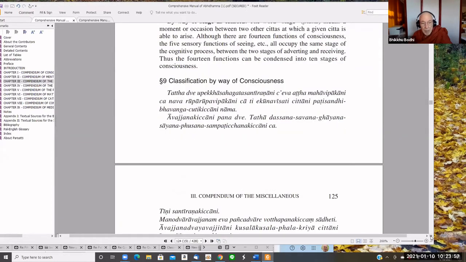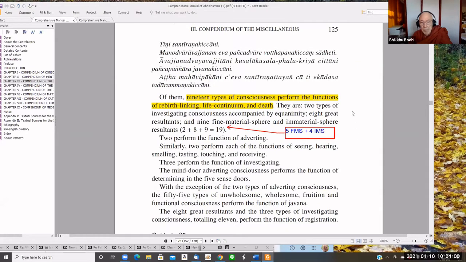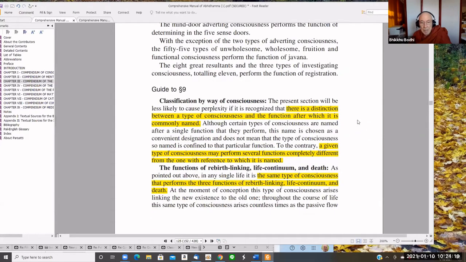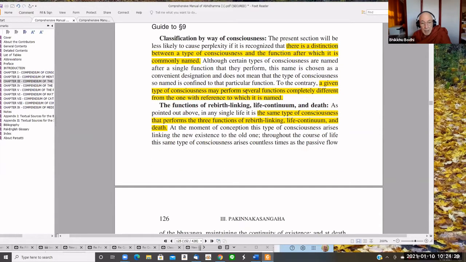And now this is going to get a little complex and technical. Now the Manual of Abhidhamma is going to explain what types of cittas perform these functions. And I think it's easiest to get that from the explanatory notes. Yeah, so here I just have that note to the point I already explained, that any citta or type of consciousness may perform several functions completely different from the one after which it's named.